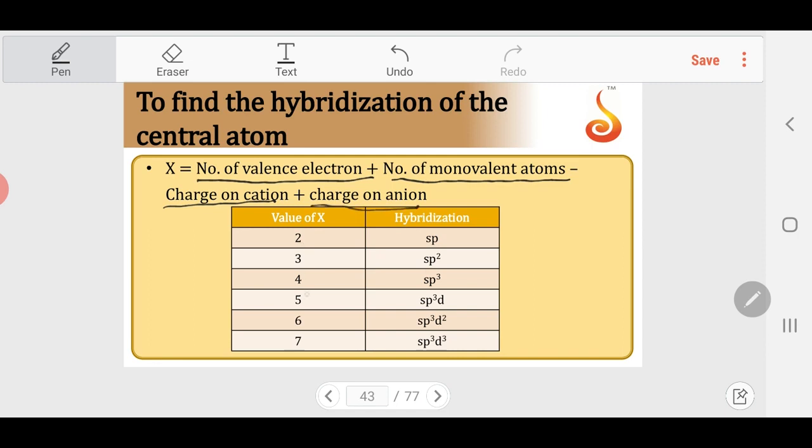X can be 2, 3, 4, 5, 6, 7. If x is 2, it is sp, x is 3, sp2, x is 4, sp3, x is 5, sp3d, 6, it is sp3d2 and 7, it is sp3d3. So find the number x, then map for corresponding hybridization. So I will repeat, x is equal to number of valence electron in the central atom plus the number of monovalent atom bonded to it minus the charge of cation and plus the charge of the anion. If the molecule given is neither a cation or anion, the last two parameters will not be there.